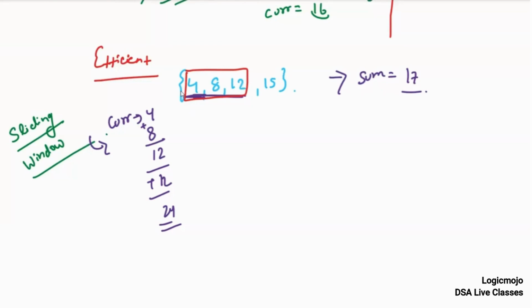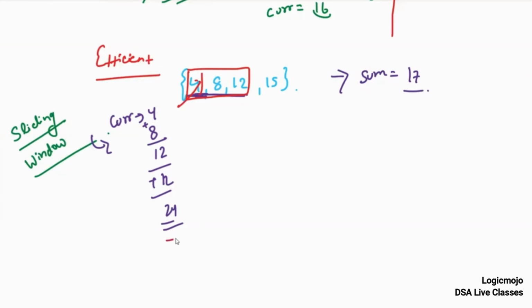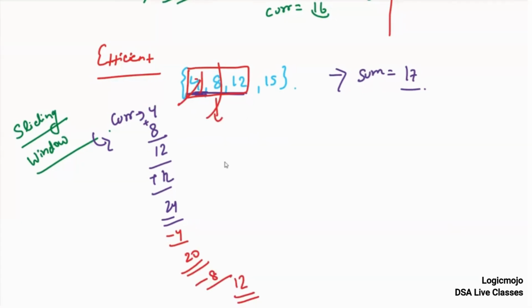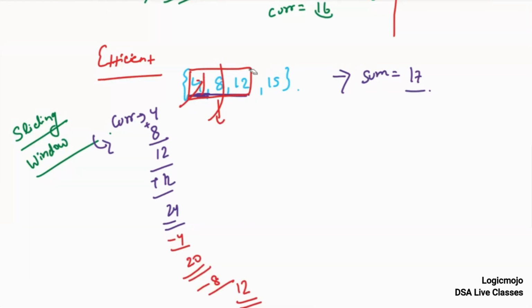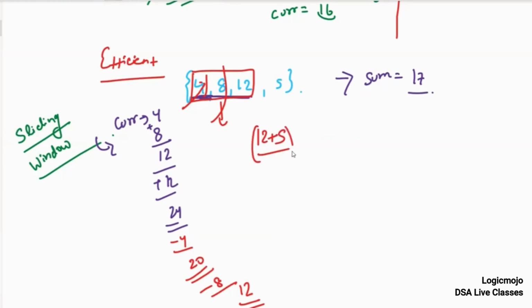So how do we remove? We remove the starting element. We remove this 4. Once we remove this 4, our window sum becomes 20. Still we see it is greater than the sum, so we keep on removing. We remove 8 again, and our window sum becomes 12. Since it has become 12, we can go ahead and add elements again. So now we add 5 to this. Once we add 5, again we do the condition check and see whether our sum is equal to the target.